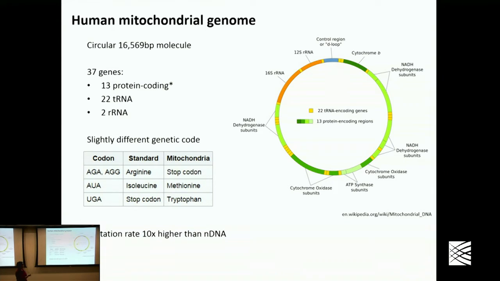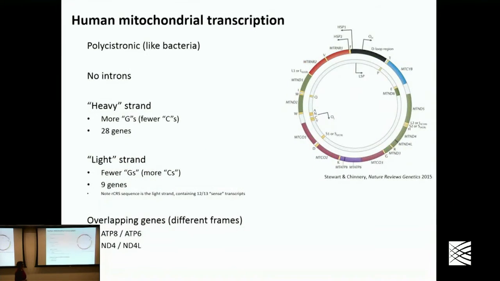I have a star next to 13 protein coding genes because that's what the textbooks would say. There are 2 recent papers saying that hidden in these rRNAs are little tiny peptides that are coding for proteins that are really important. They're a little controversial, so I didn't revise my slide, but it is interesting that stuff is still being discovered here.